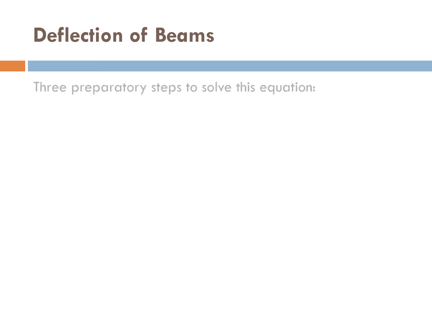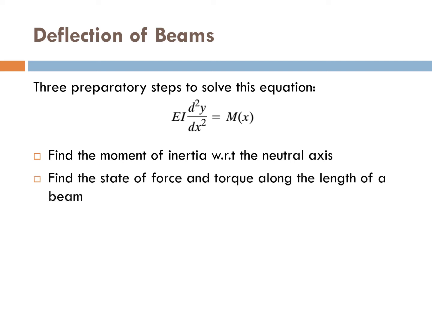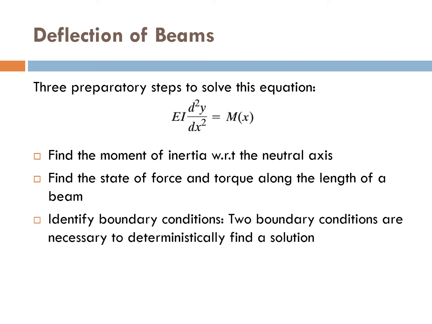In order to solve the differential equation, 3 preparatory steps are required. First one is to find the moment of inertia with respect to the neutral axis. Then find the state of force and torque along the length of a beam. The third one is to identify the boundary conditions. 2 boundary conditions are necessary to deterministically find a solution for the equation.